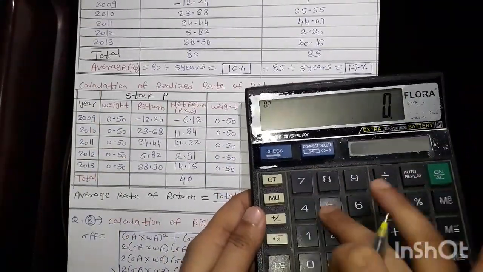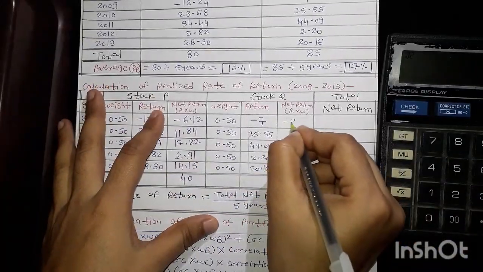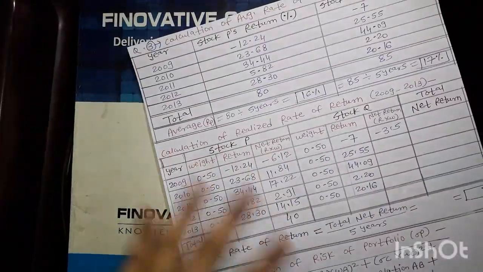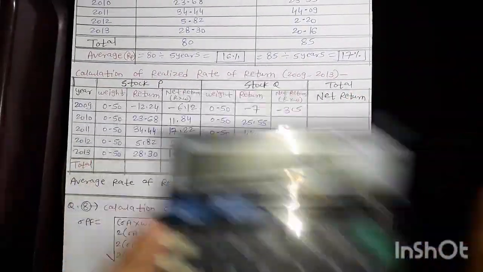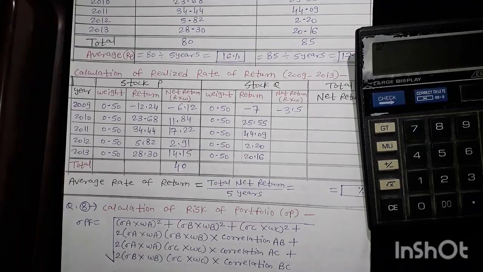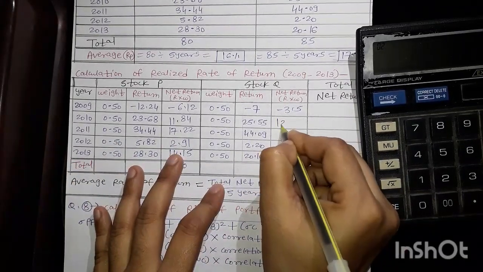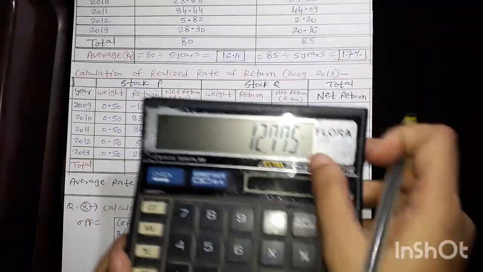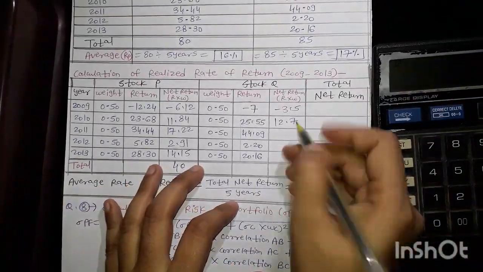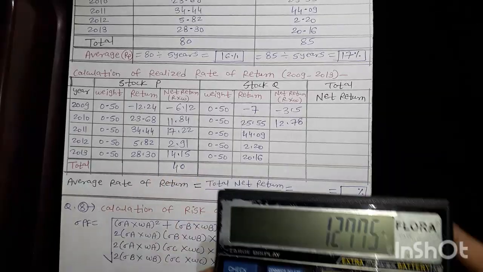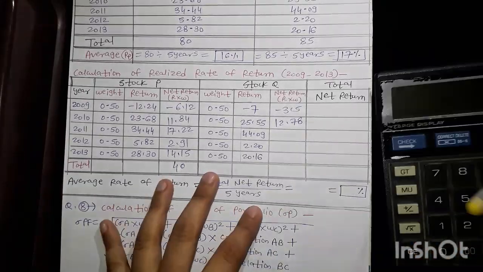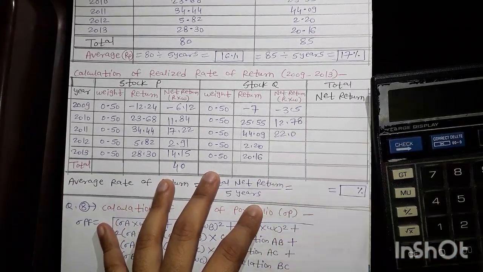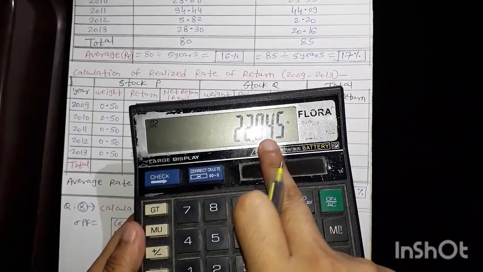7 which is in minus multiplied by 0.5, that is minus 3.5. Okay, after that 25.55 multiplied by 0.5, we are getting this much. Okay, so we will round off up to 2 decimal places. Here there is a 5, so because of this 5, the 7 becomes 8, okay, so 12.78. After that 44.09 multiplied by 0.5, so we are getting 22.0, and because of this 5, the 4 becomes 5.